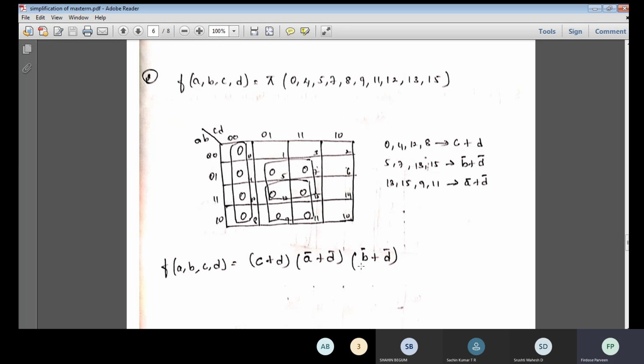You can also group 4, 5, 12 and 13. And also you can group 12, 13, 8 and 9. But all these become prime implicants, because everything we have already covered. We have not left anything. The prime implicant means all possible groupings with maximum cells. So as this is a 4 cell group, again we can go for a 4 cell group, that is 4, 5, 12, 13, which will become one more prime implicant. 12, 13, 8, 9 also becomes one prime implicant.